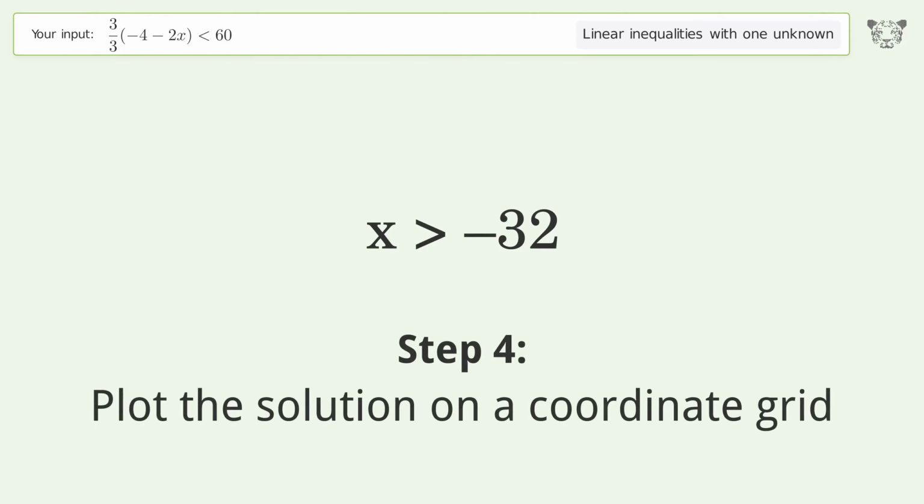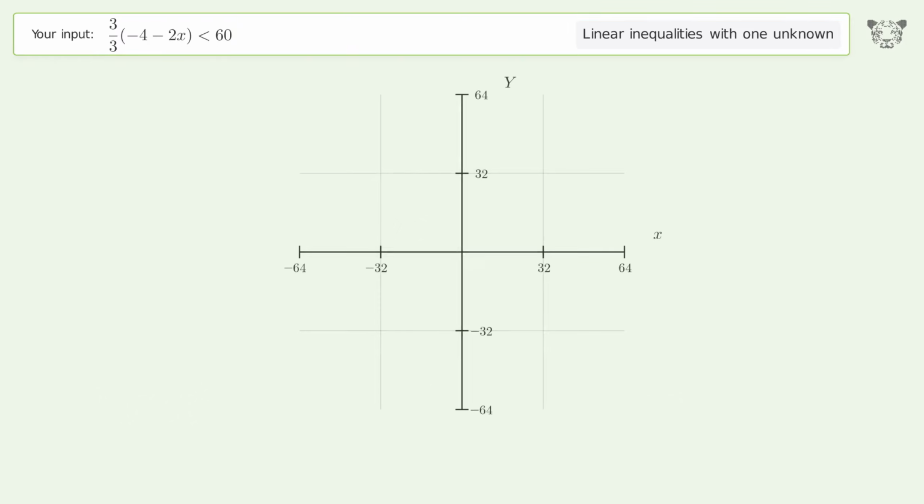Plot the solution on a coordinate grid. And so the final result is x greater than -32.